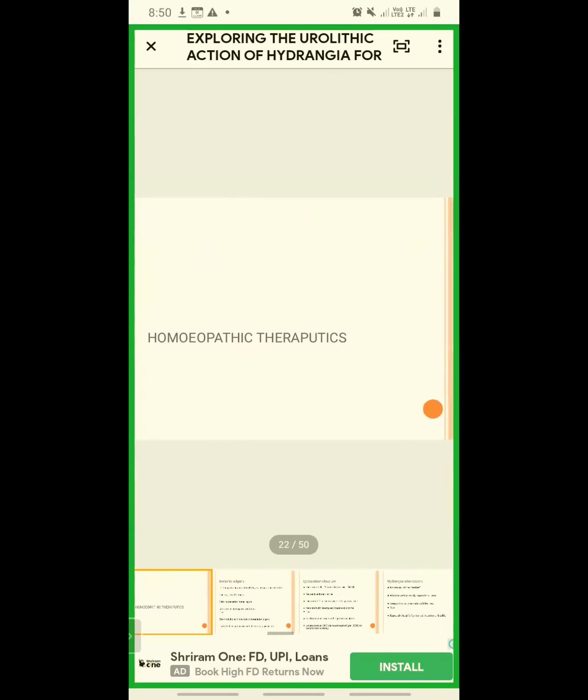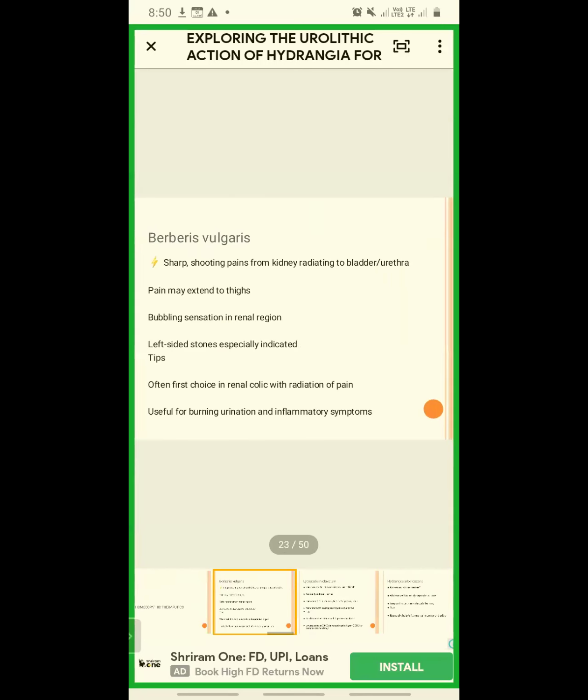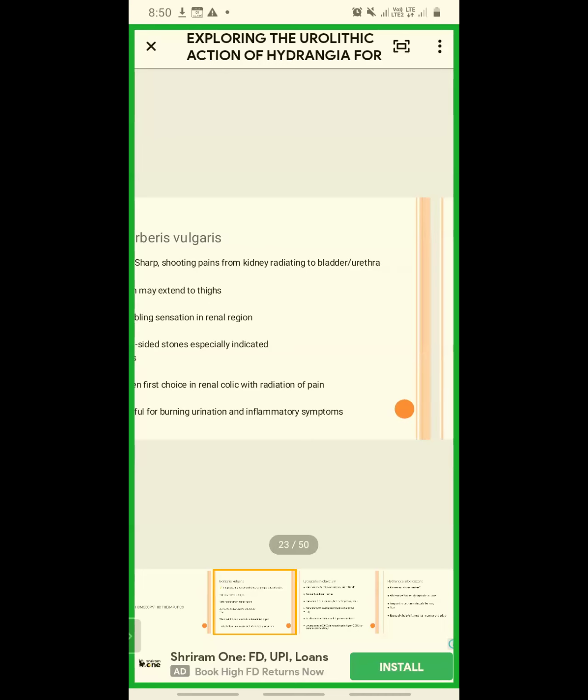Now we can go through each one of them. That is Berberis vulgaris, as I already mentioned, one of the important medicines for renal calculi. There is burning, numbness, lameness, and also left-sided affection. Then a bubbling sensation in the renal region will be there. It is one of the important medicines for radiating type of pain.